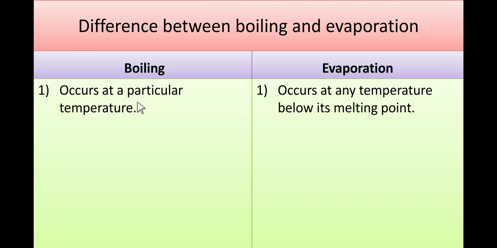Boiling is a rapid process, but evaporation is a slow process. Slowly liquid changes into gas. Boiling is a bulk phenomenon. That is, boiling occurs from all parts of the liquid: surface, middle, lower, bottom, all parts of the liquid. That is a bulk phenomenon, from the whole bulk.